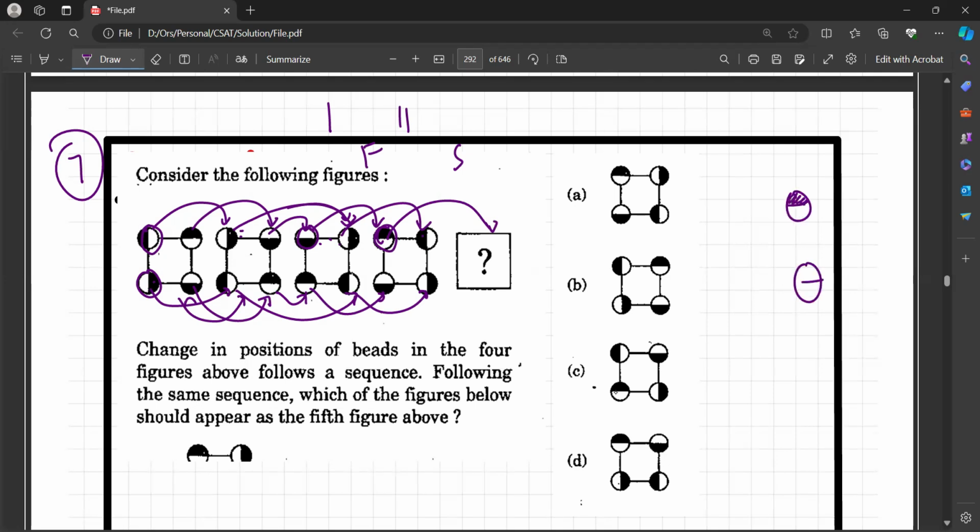And this has to be painted and this has to be painted. Which is the right choice here? You can clearly see option B is the only case available here. Okay, so your answer would be B. Got it? Clear?